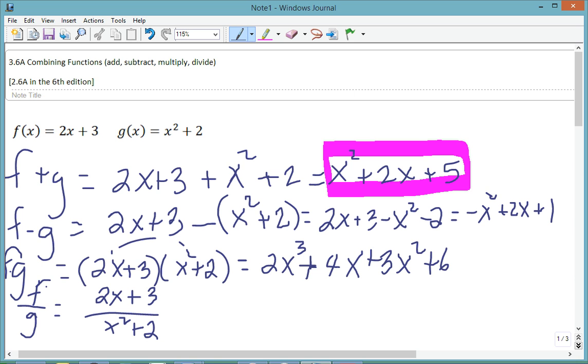So in all of these, the domain of f of x is negative infinity to infinity. The domain of g of x is negative infinity to infinity. So that's going to be all of these: f plus g, f minus g, f times g. Now f divided by g, we look at the denominator g, and we see if it can be 0, and it can't, because we're working in real numbers, not imaginary. g can never be 0 because there's no square that would equal -2. So this one is still going to be all real numbers.